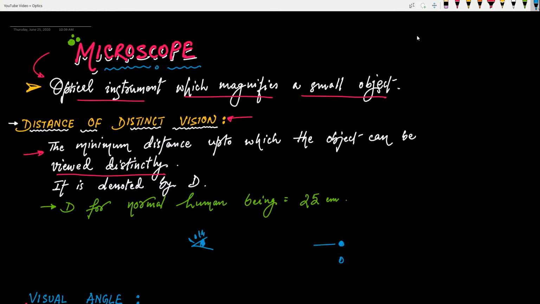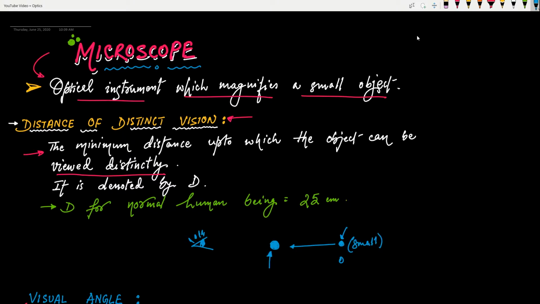Now, if we bring this object closer and closer to the eye, what will happen? This object will start to seem bigger and bigger, isn't it? We know that whenever we bring things closer to the eye, the object starts to become bigger. So similar is the case here. As we are bringing the object closer, we will see that same object bigger and bigger, and we can see the object more clearly. This is a small object. I hope this much is clear.